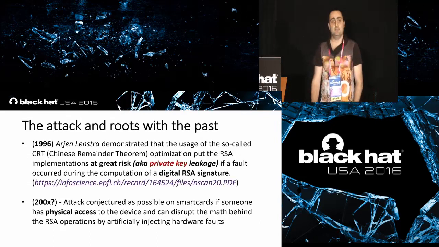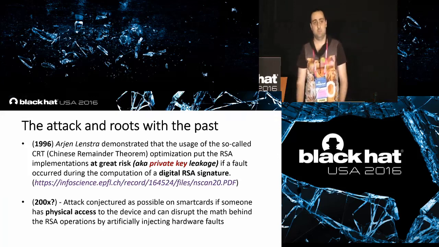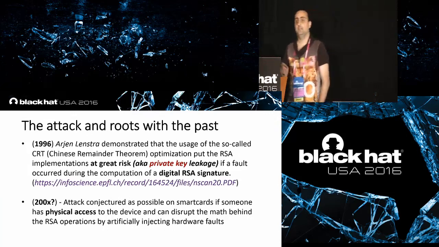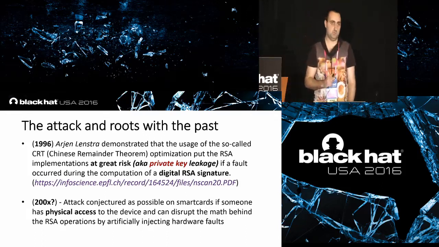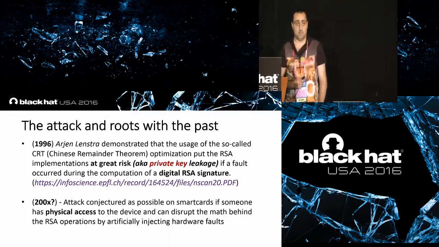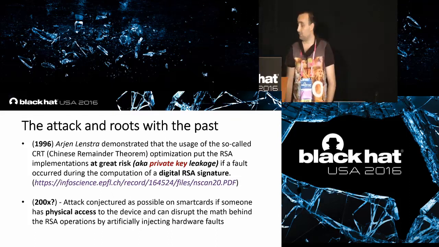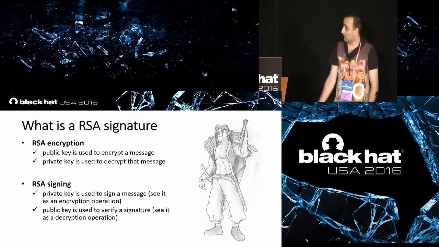So during the Lenstra memo and later on, somebody conjectured that the same attack was also effective against smart cards if the attacker could artificially inject hardware faults during the computation of the RSA signature. For example, by means of radiation, abnormal voltage, or CPU overheating, things like that.